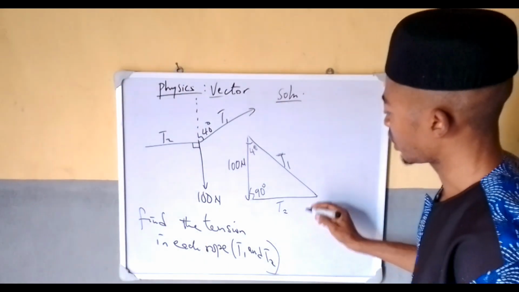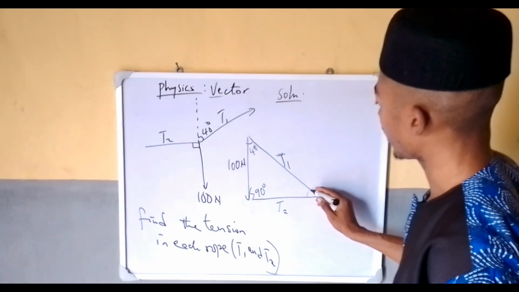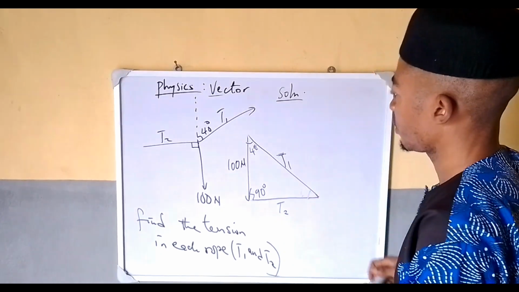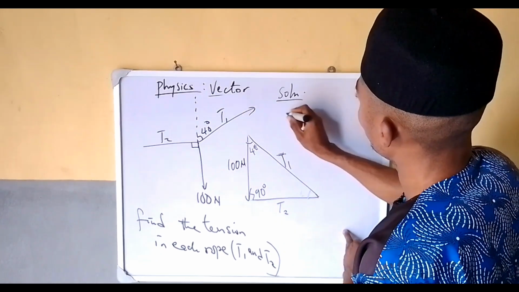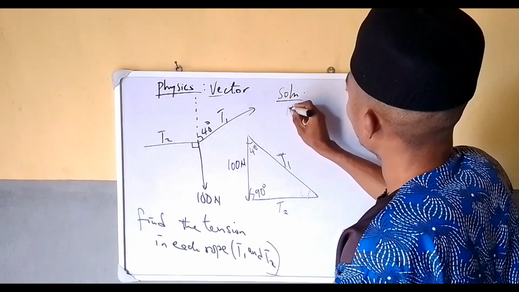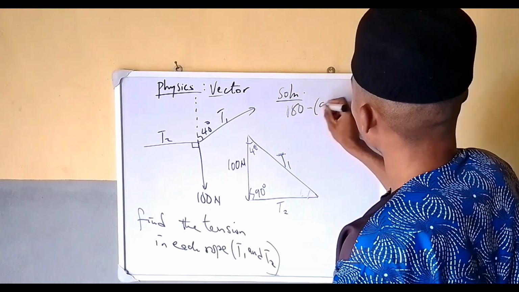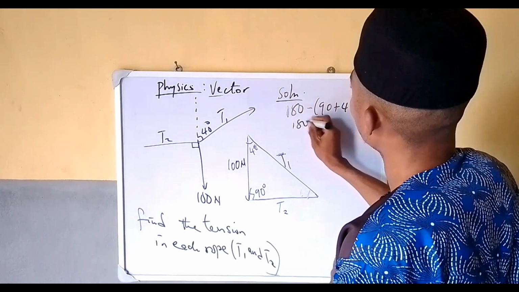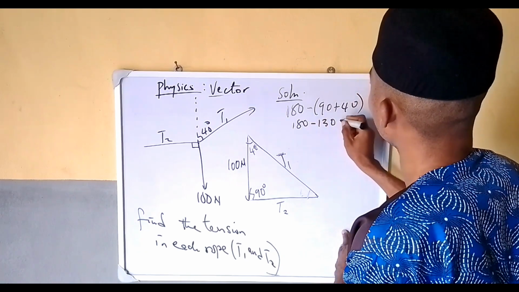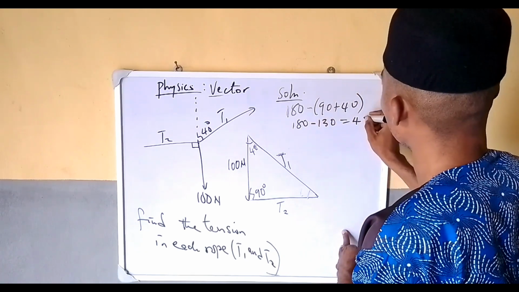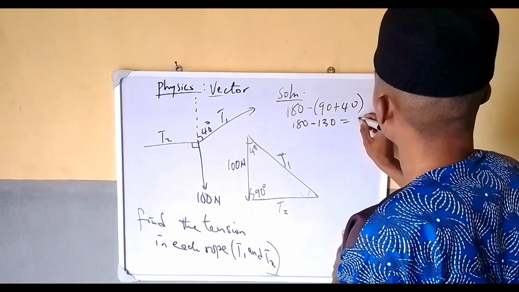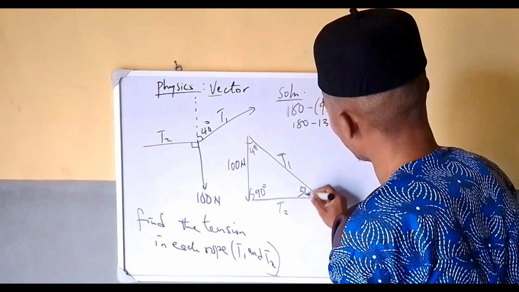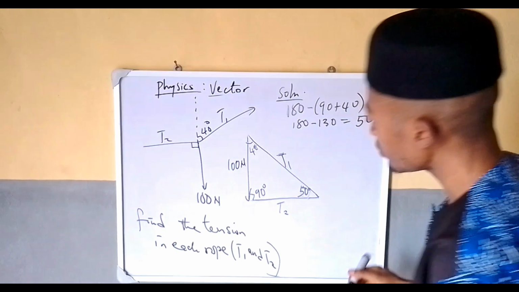So if you are to do that, we need to find this angle here. What will be the angle here? The angle there will be equal to 180 minus (90 plus 40), which is equal to 180 minus 130, which is 40. Sorry, it is 50. So the angle here is 50 degrees.